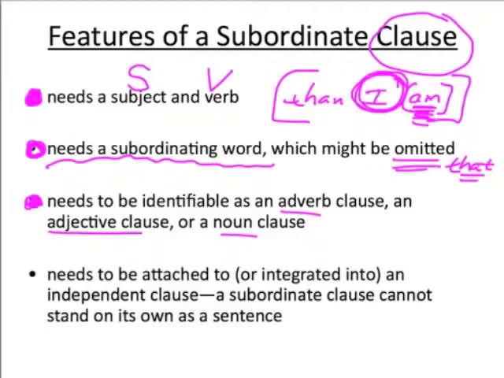If you're really puzzled, maybe you don't actually have a clause. Maybe you've bracketed something else. So if you absolutely can't tell if it's an adverb or an adjective or a noun, look at it again more carefully. Make sure that the thing you're bracketing actually does have a subject and verb and does have a subordinating word. And remember, too, that it needs to be attached to an independent clause to work in a sentence. A subordinate clause cannot stand on its own as a sentence.